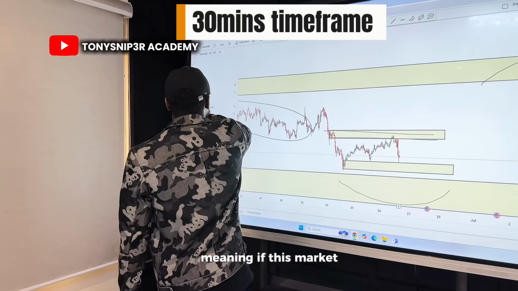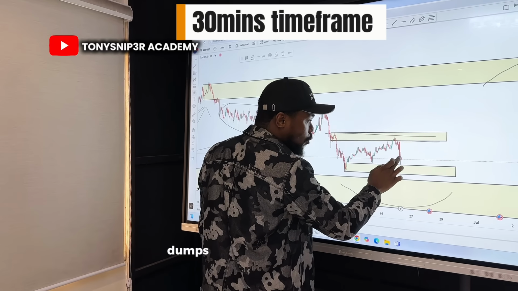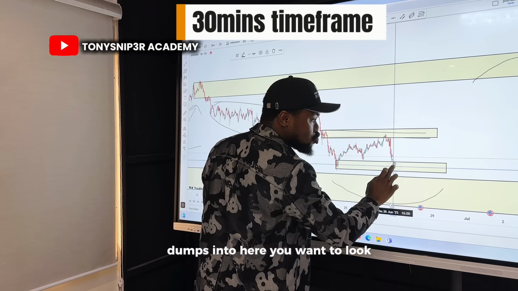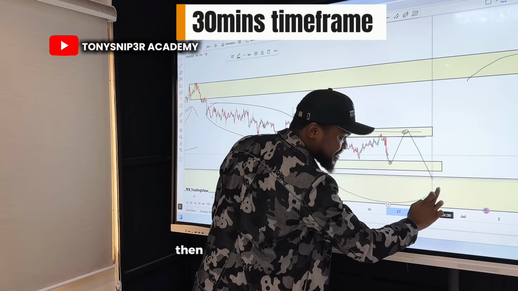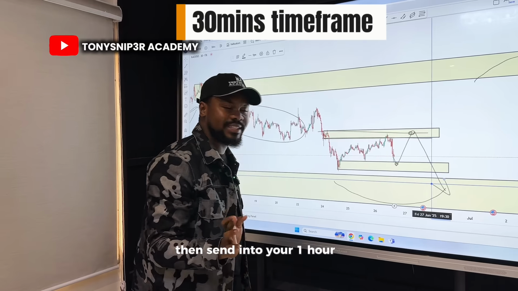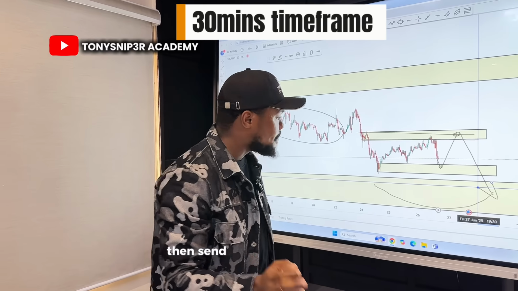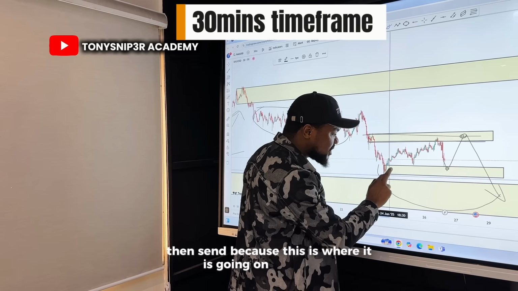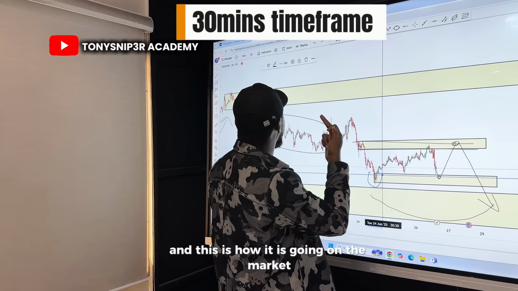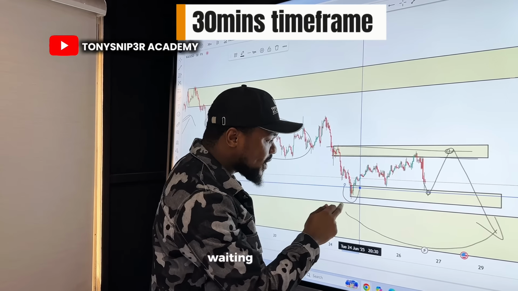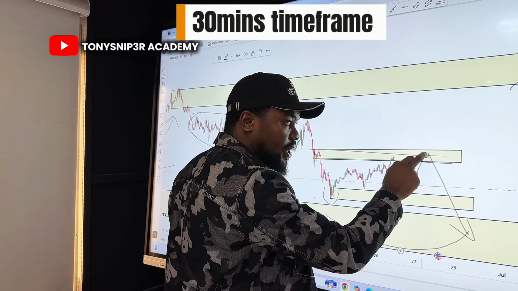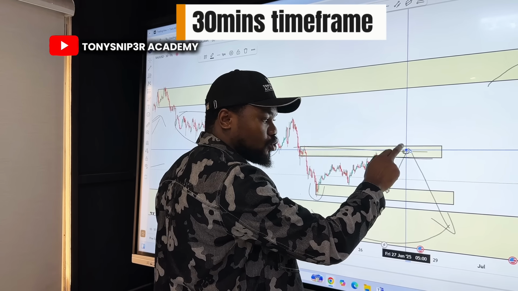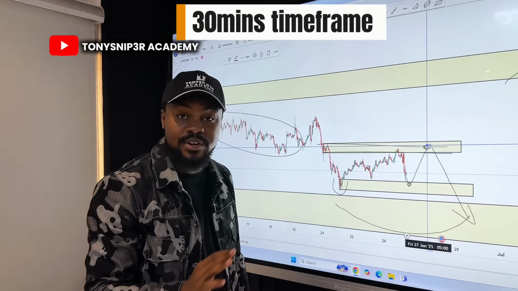Meaning if this market dumps into here, you want to look to buy it back into what? Into your 1-hour key level. Then sell into your 4-hour and daily key level. Very simple. Because this is where a lot is going on in the market. And this is found where? On the 30 minutes time frame. So when the market gets to this point, you want to buy back to this level here. And when the market buys back to this level, what do? Then you sell. Very simple.